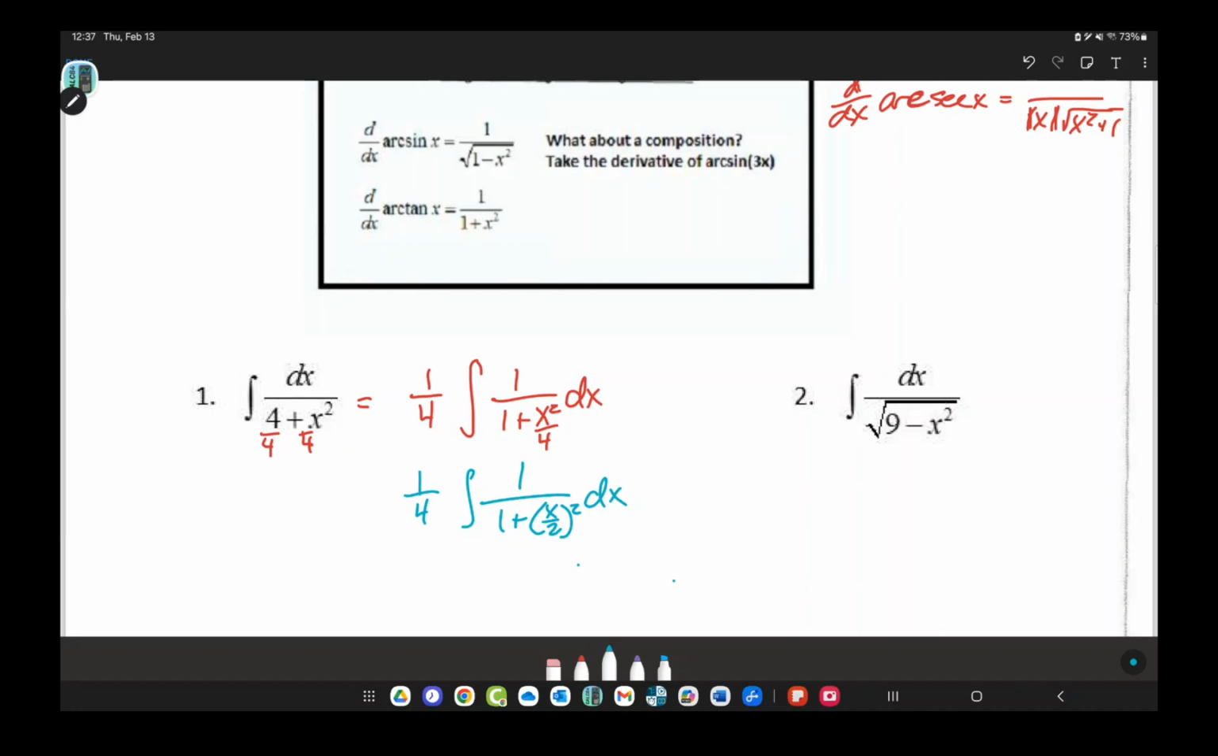Now, we could use substitution, but you don't have to. Whatever is inside the parentheses is whatever is inside the arctangent. So we are going to get 1/4 arctangent of x over 2.